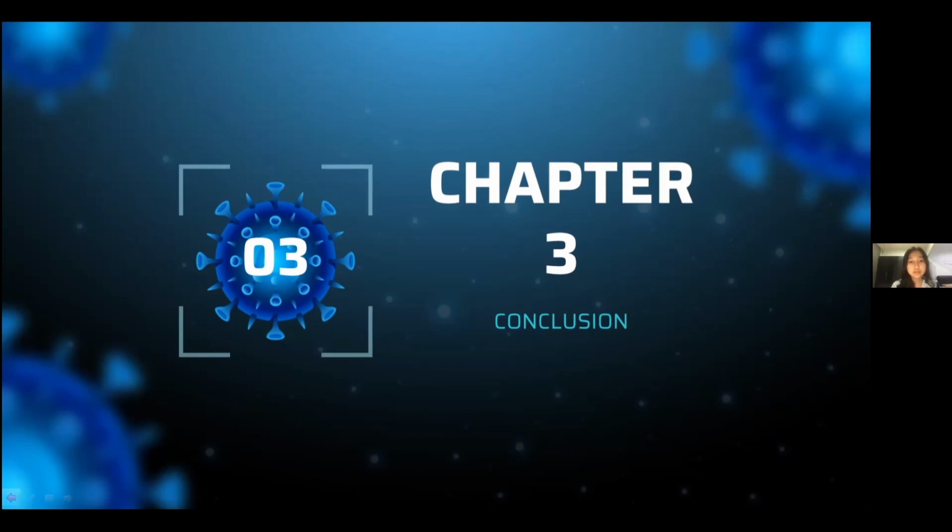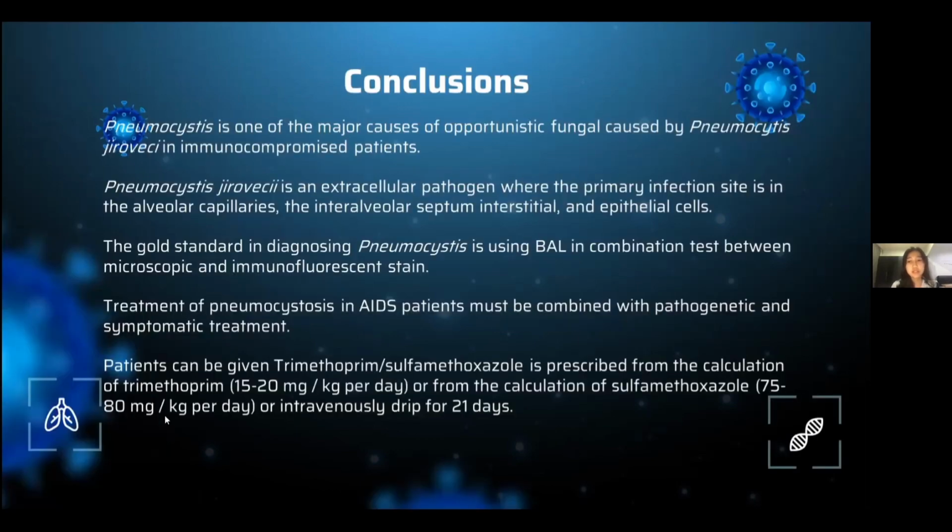So in conclusion, pneumocystis jirovecii can cause pneumocystis pneumonia, which is one of the major causes of opportunistic fungal infection in immunocompromised patients. Colonization of pneumocystis may happen at higher rates in children than in grown-ups. Pneumocystis jirovecii is an extracellular pathogen. The primary infection site is the alveolar capillaries, the interalveolar septum interstitium, and epithelial cells. It can cause asphyxia and lead to respiratory failure.